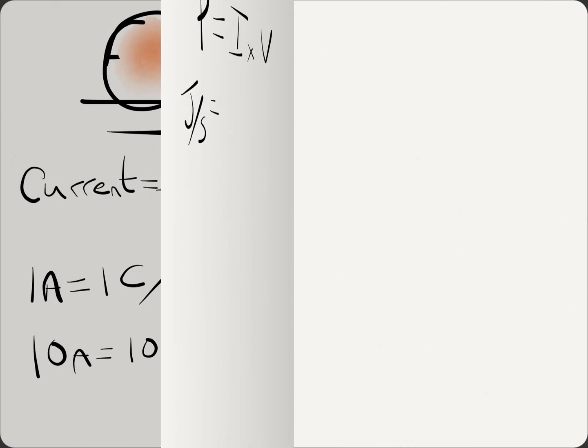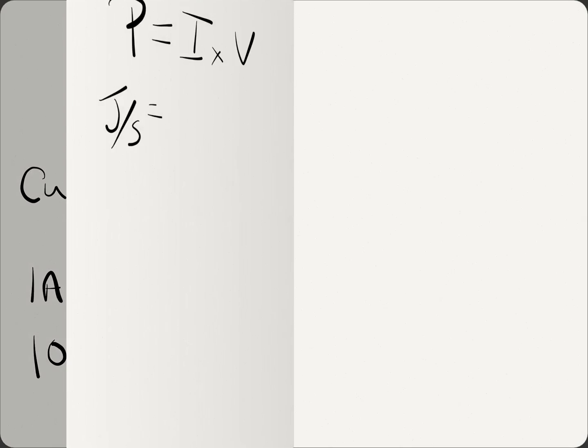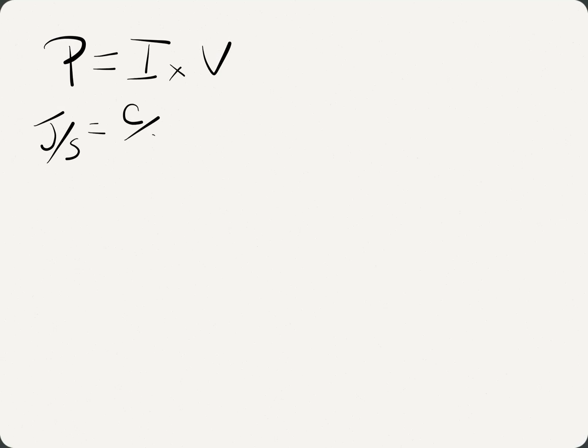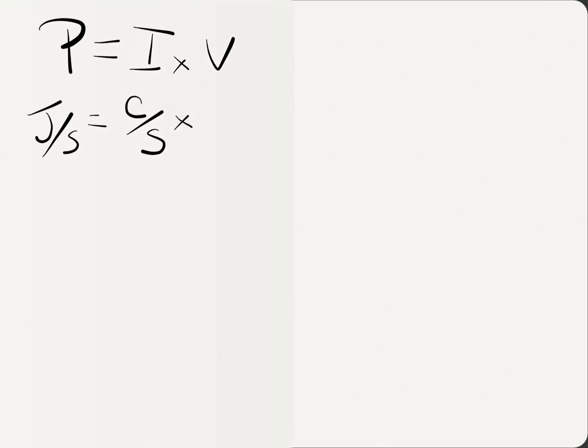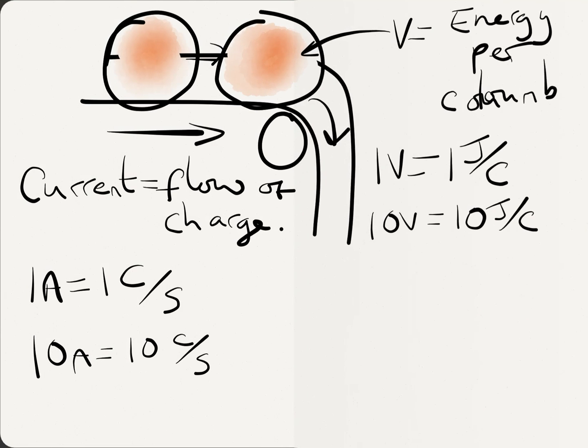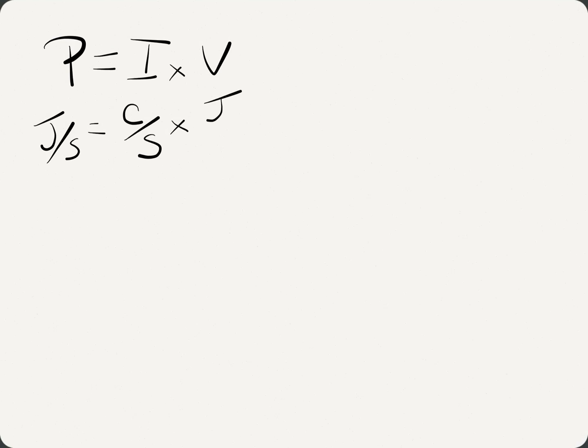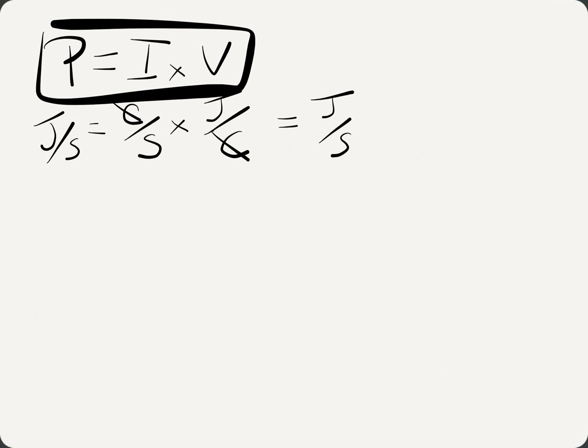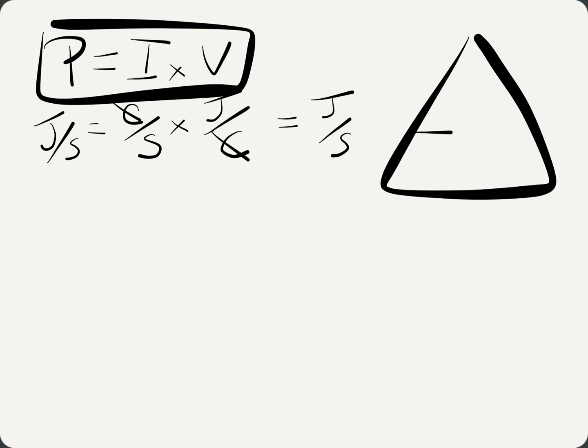So, current. We saw current was a coulomb per second. We saw voltage was a joule per coulomb. If I now go through and I just cancel out the coulombs, I end up with a joule per second. So I'm proving the PIV equation right. If you haven't got this equation, by the way, whack it in a triangle. P-I-V, PIV.